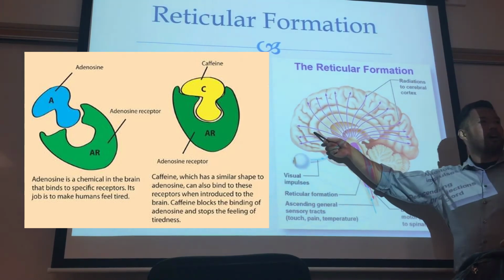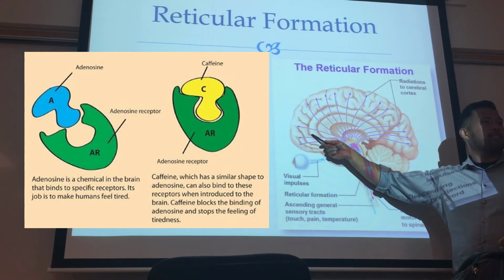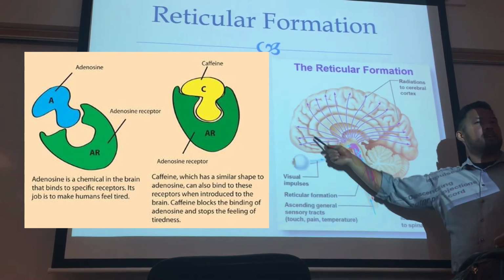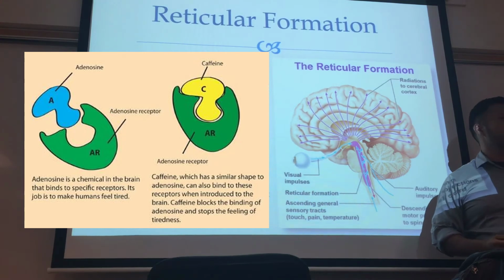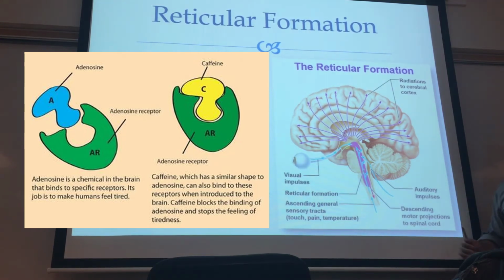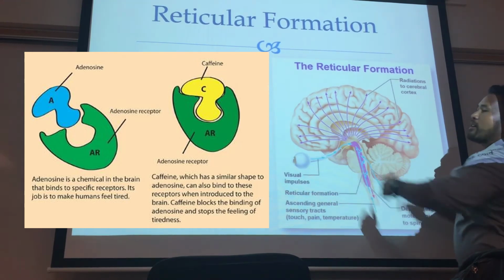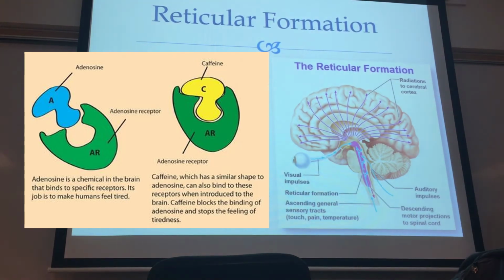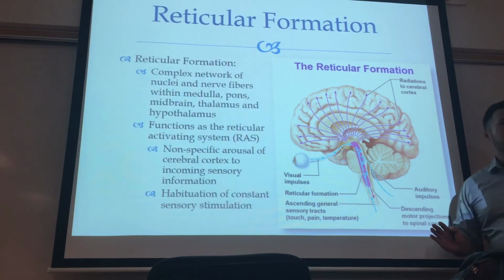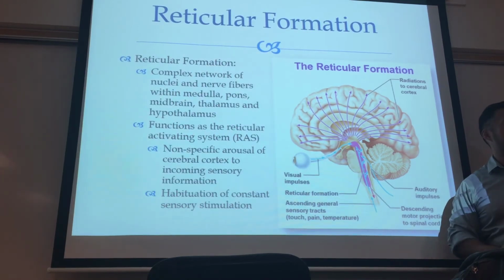So those receptors are less likely to be bound to adenosine, and they'll take in caffeine. Caffeine is the greatest when you first wake up, right? You boost up, it starts to activate the reticular formation, you start receiving, and things start to ramp up.